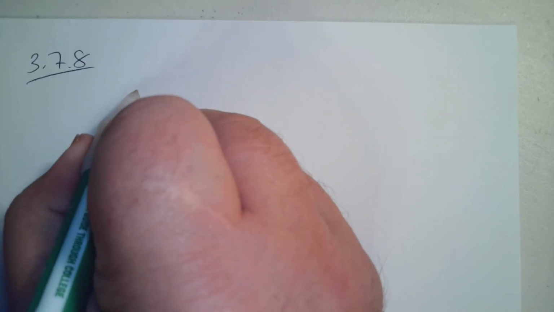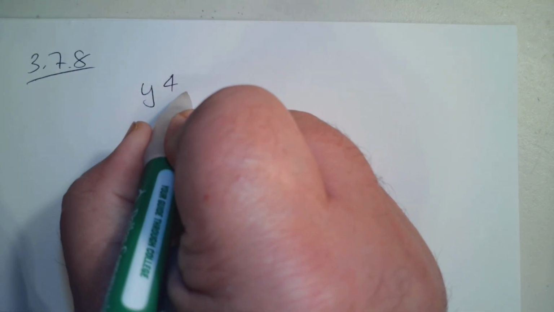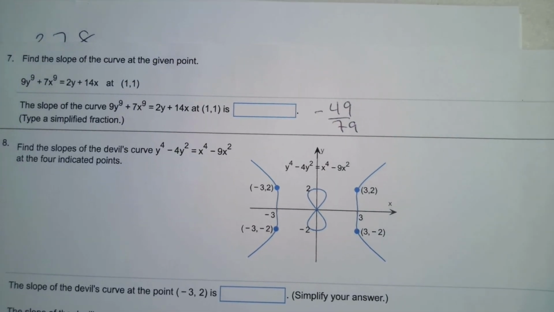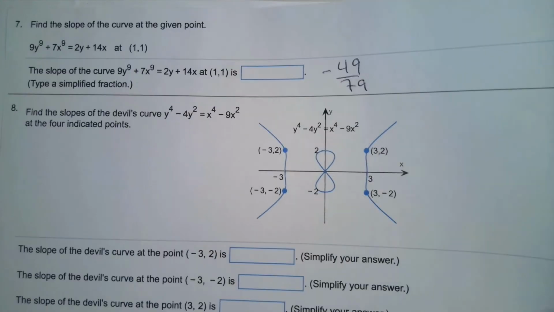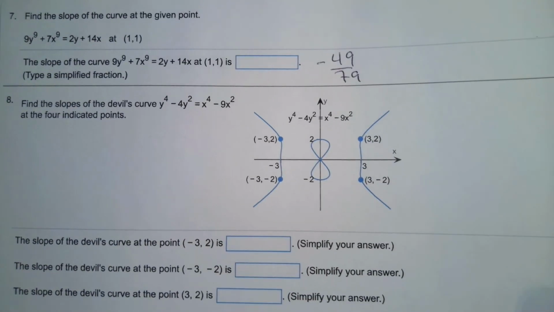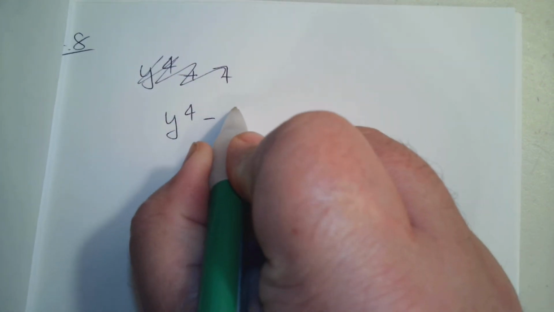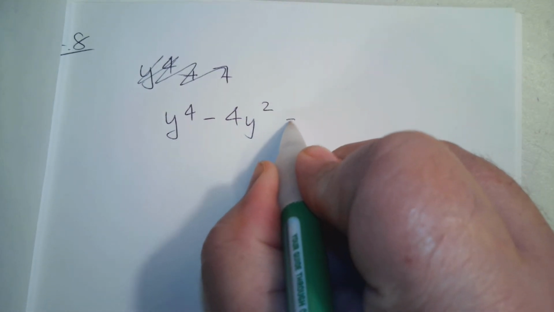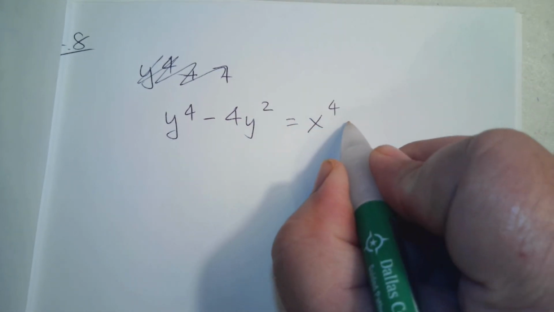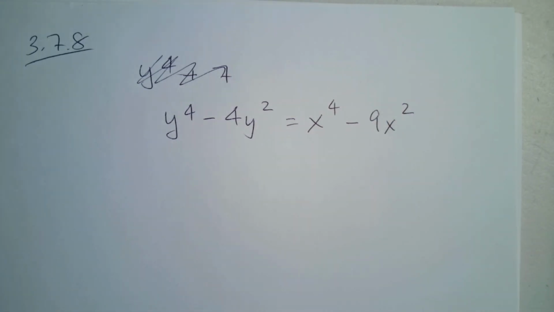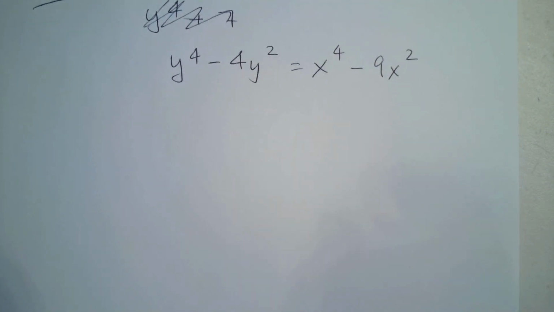This one says, find the slope of the curve at the given point. No. Find the slope of the devil's curve. Let's look at two simple ones: y to the 4th minus 4y squared equals x to the 4th minus 9x squared. So let's first find the slopes, and then we'll look at the specific points.